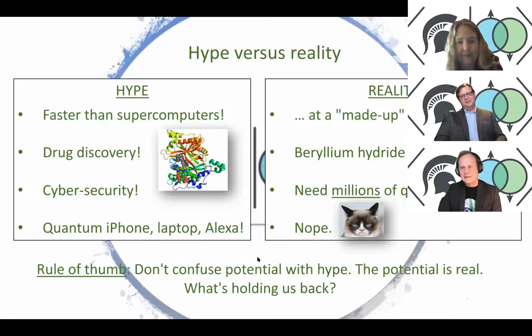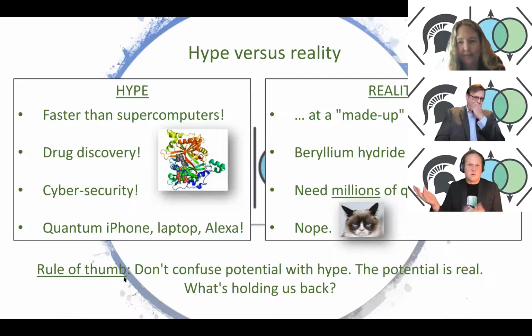But that being said, the rule of thumb that I take in all of this is it's important not to confuse hype and potential. The potential is real. We wouldn't be trying to do these things if there wasn't the potential to actually do something really meaningful with quantum computers one day. But it's important to do the work and actually demonstrate that these machines can work, that they can be better than classical computers. That's the work that needs to be done, and that's what we do. So that leads us to the question, well, what's holding us back? What's the work that we actually have to do?